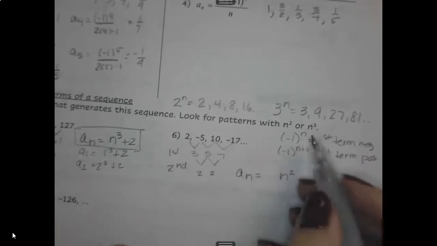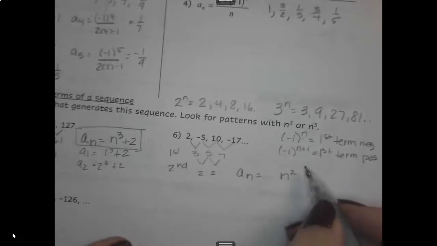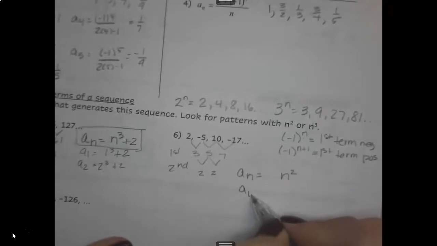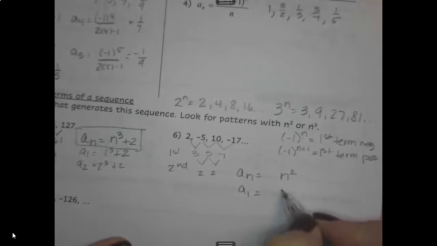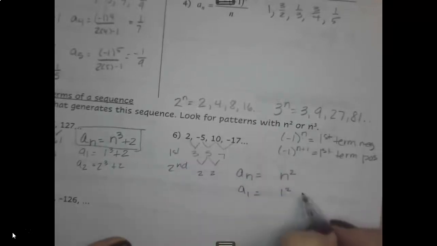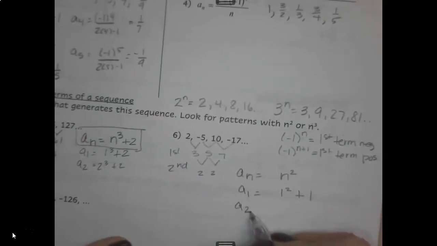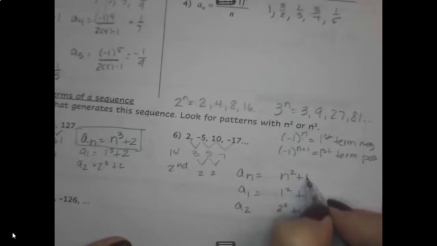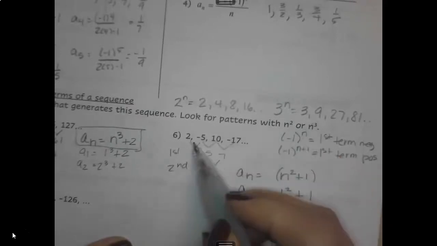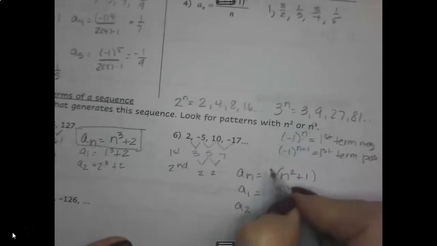Okay, so n squared is, if I do a sub 1, that would be 1 squared, which is 1. That's not 1. It's 2, so let's see if I add 1, that'd be the obvious thing to do. A sub 2 would be 2 squared plus 1, which gives me a 5. Okay, so it looks like it's going to be n squared plus 1. Okay, I need to start out with a positive and switch to a negative, so then that's going to lead me to believe -1 to the n plus 1.